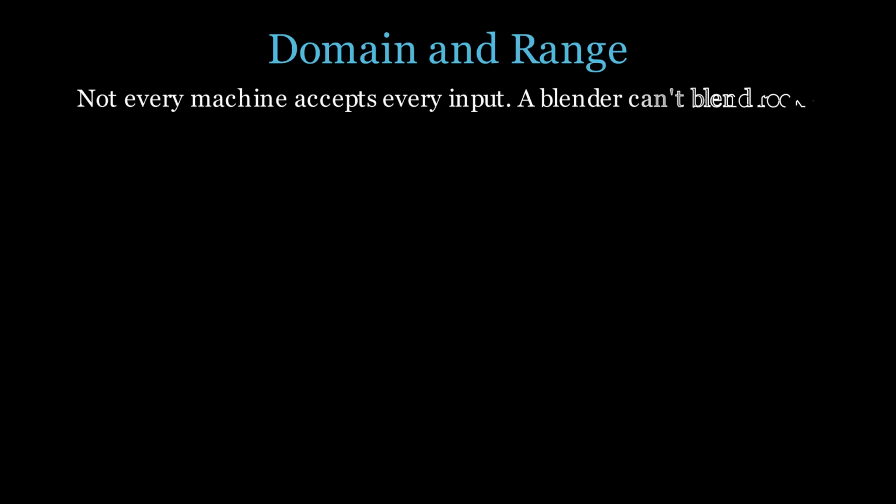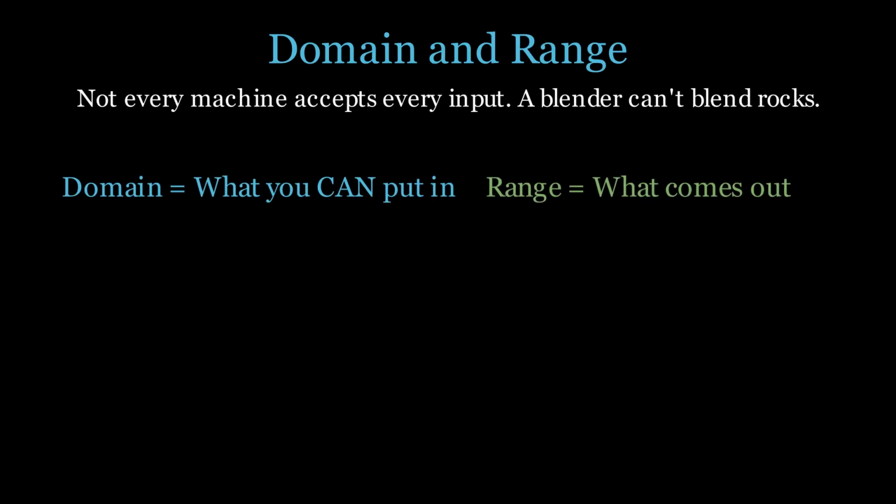Not every machine accepts every input. A blender can't blend rocks. The set of numbers you can feed in is the domain. The set of results is the range.